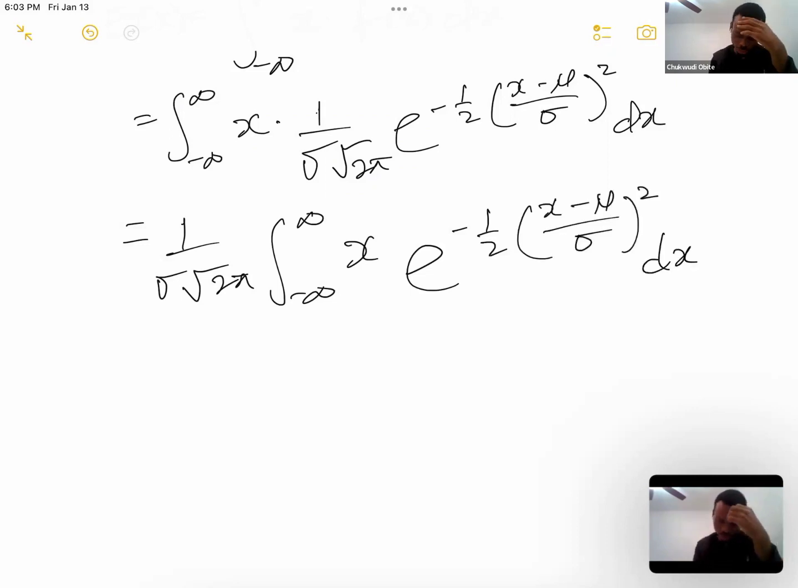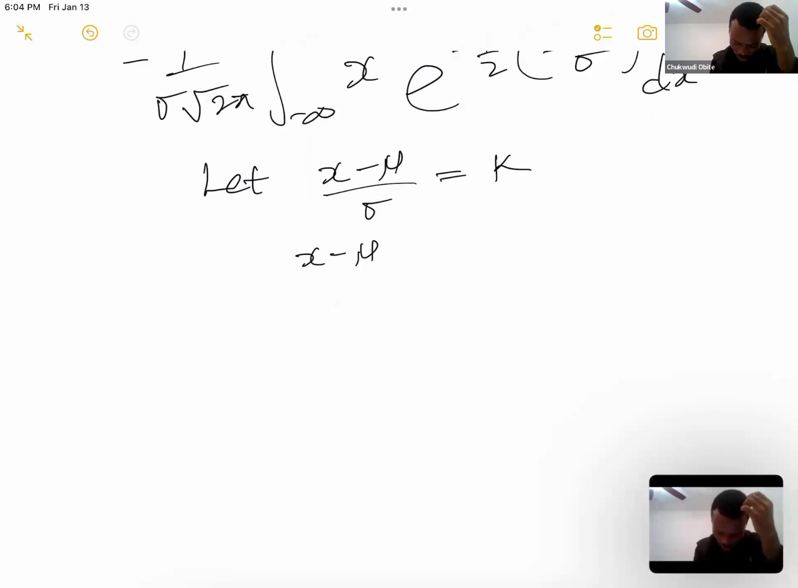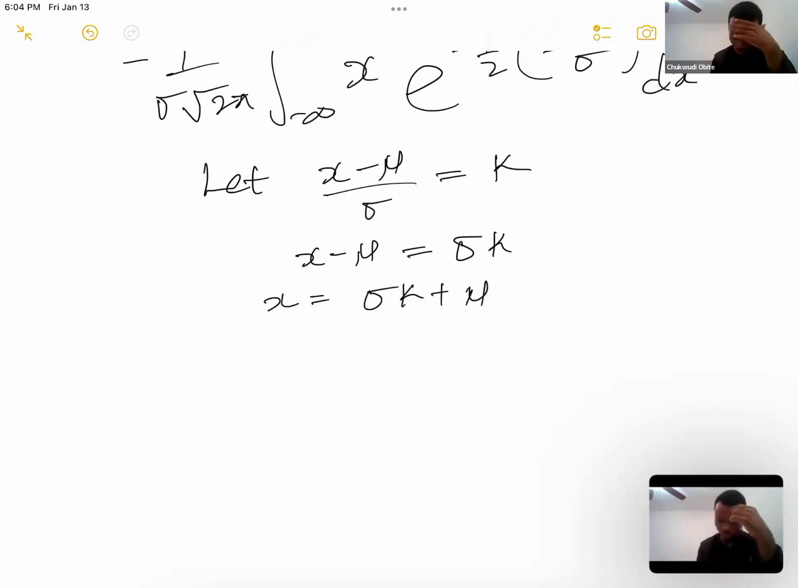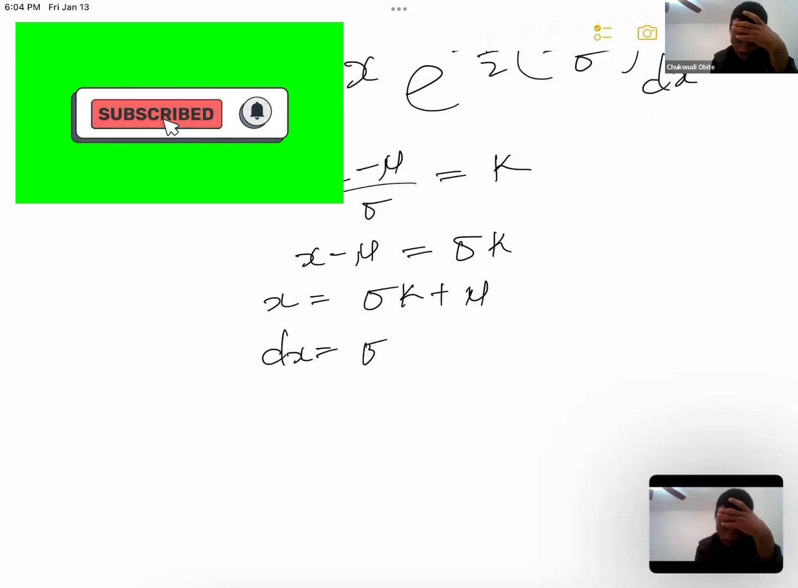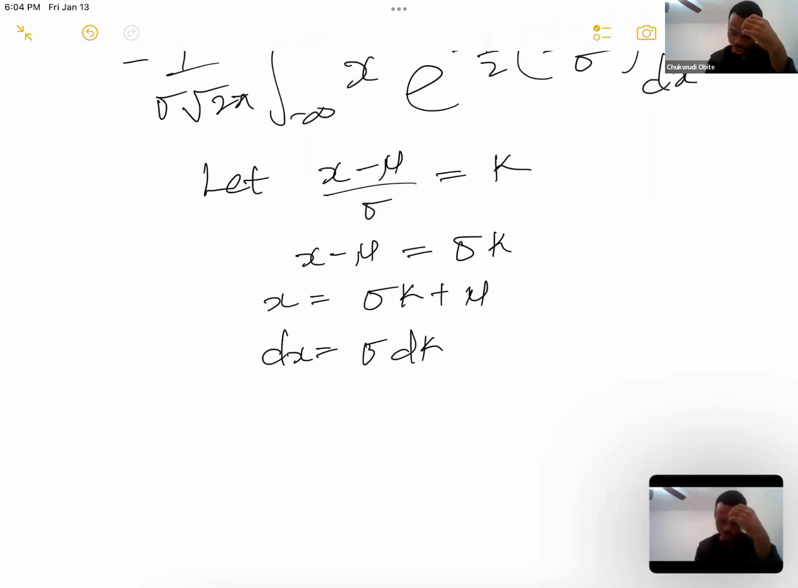To simplify this further, I can make the function inside the bracket, which is x minus mu over sigma, to be equal to a letter k. So from this, x minus mu, if I cross multiply, I will have sigma k. x will be sigma k plus mu. If I differentiate, I will have dx will be sigma dk plus 0. When you differentiate mu, you get 0. Let me call this equation star, for asterisk.